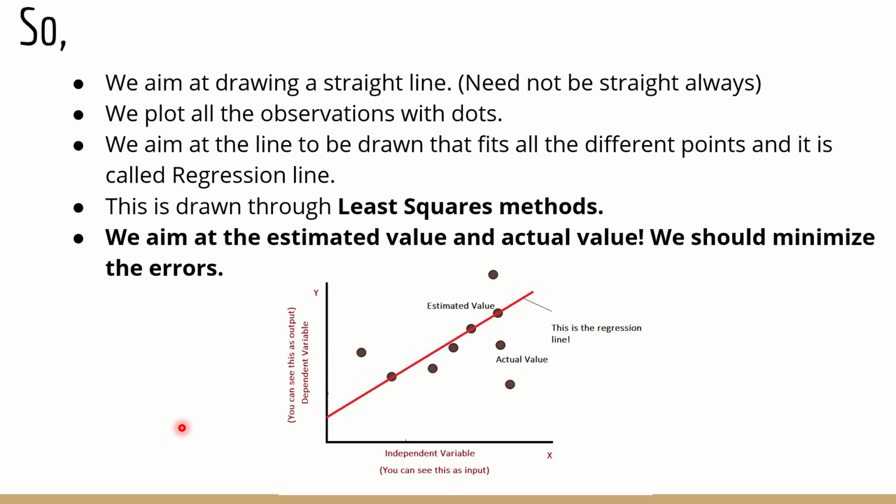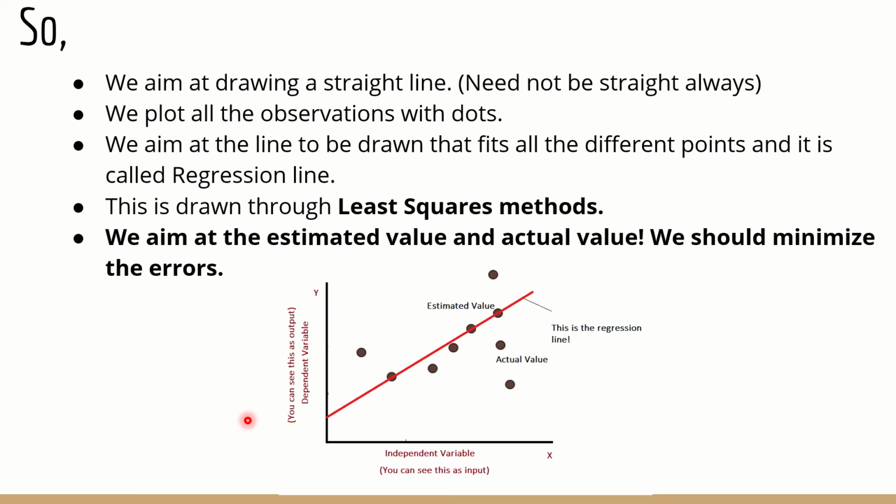Now our aim is at drawing a straight line. And remember, it need not be a straight line. That's what we are going to talk about in a session that we are going to handle a little later. Our aim here at least is to draw a straight line, and we can draw this using least square methods. And I have also taught this clearly, mathematically, using all expressions in my previous session.